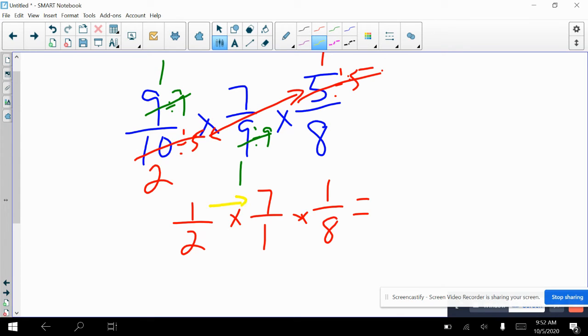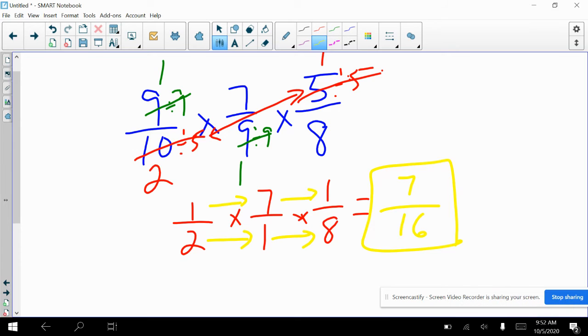Okay, 1 times 7 is 7. 7 times 1 is 7. 2 times 1 is 2. 2 times 8 is 16. Is there a number that can go into 7 and 16 evenly? Nope, there isn't. Problem solved. So far, so good.